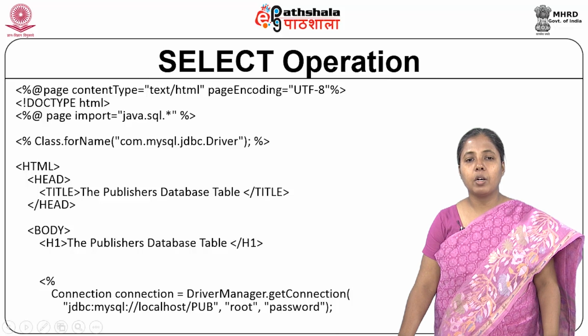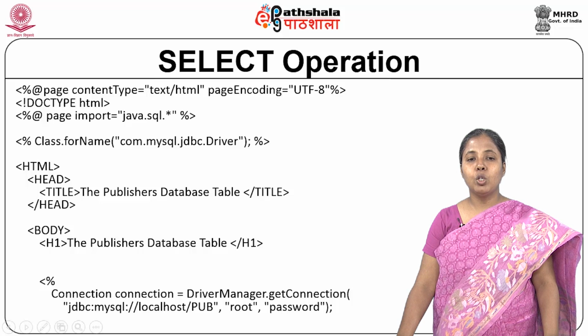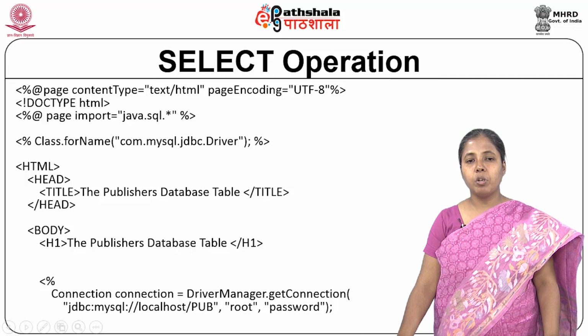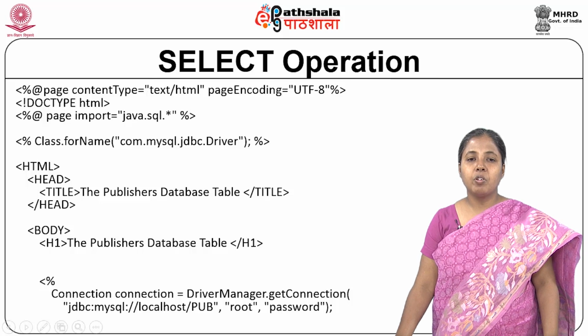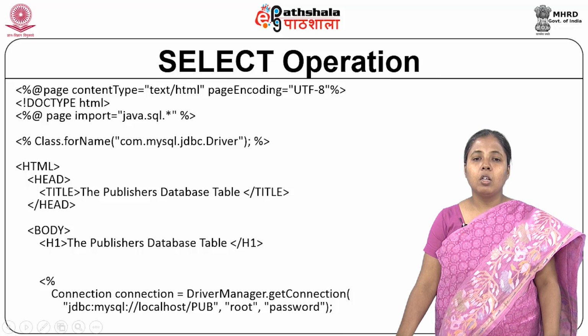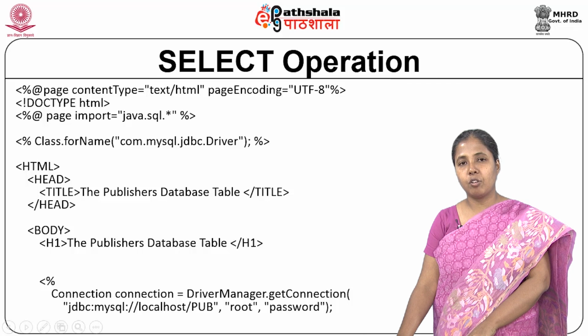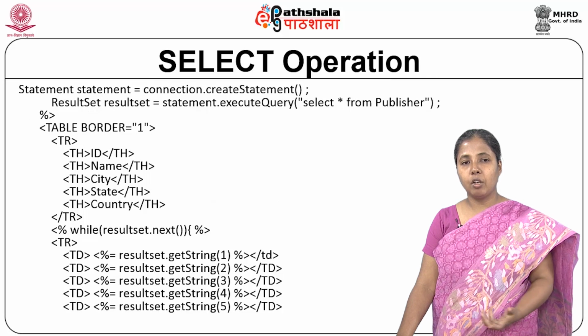So you open a scriptlet tag which would open a connection to the database given the username and the password. The connection object is created by DriverManager.getConnection. Here you have used the URL as jdbc:mysql://localhost/pub. So pub is the database name, comma, the username is given as root and the password is given. So you are establishing a connection. Once you establish a connection using the getConnection method, you get a connection object.